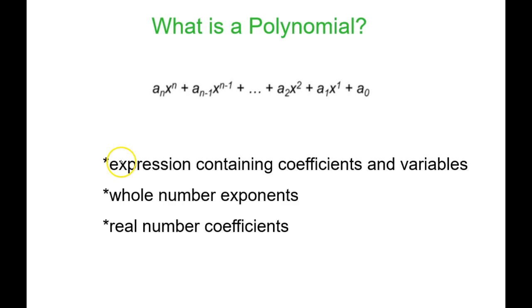So some properties that are going to be true about polynomials: it's an expression containing coefficients and variables. Two main or key parts to a polynomial: it must have whole number exponents on the variable, and there must be real number coefficients.